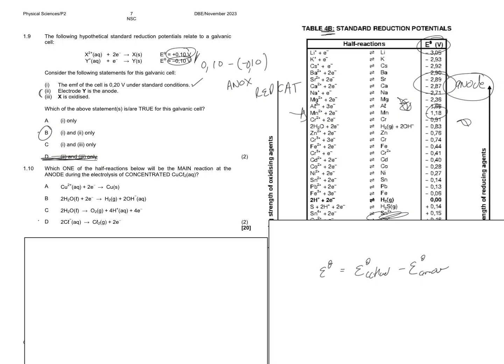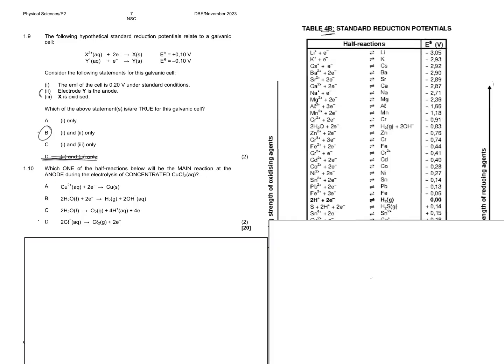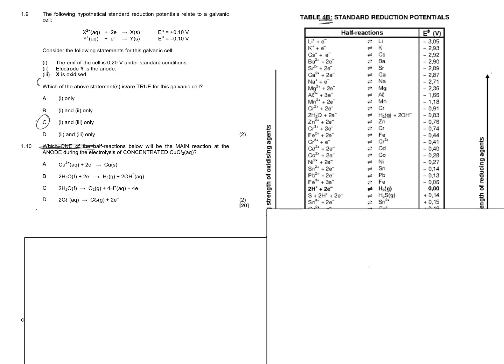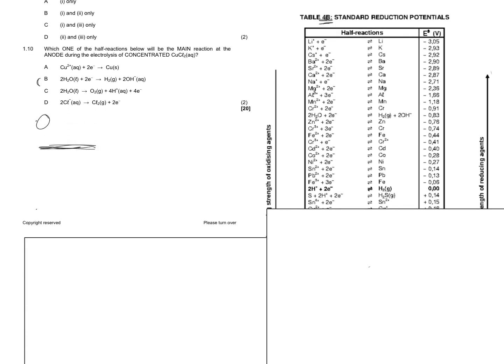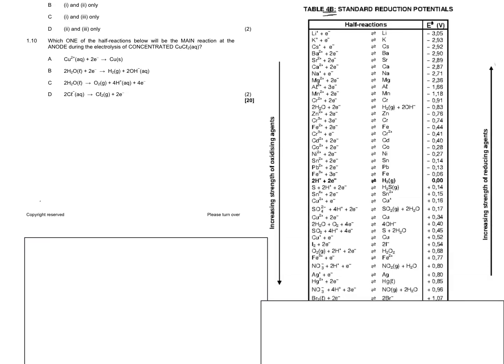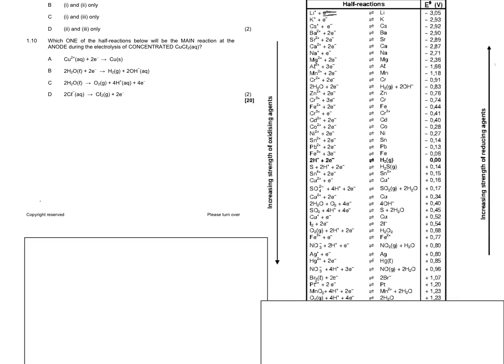It is. Which one of the following half reactions below will be the main reaction at the anode in the electrolysis of CuCl2? So now, when we do electrolysis, it's often the opposite of galvanic. So if I can just look here, what we need to do is, we are talking about concentrated CuCl2. So if I can just move that up a bit to get out of the way. Okay, so move this down. So basically what we're reacting here is concentrated CuCl2.